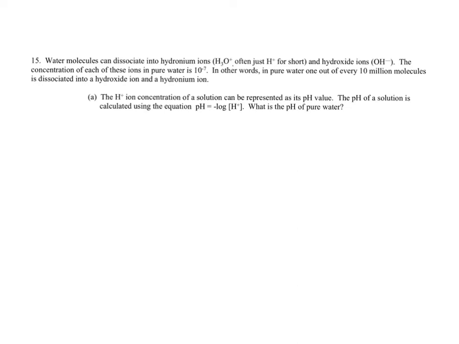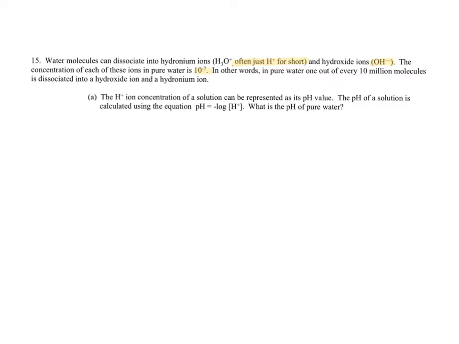So this says water molecules can dissociate into hydronium ions. And remember the parentheses, hydronium is often just H plus for short, which is what we talk about, and hydroxide ions, OH minus. The concentration of these ions in pure water is 10 to the negative 7th. In other words, in pure water, 1 out of every 10 million molecules is dissociated into a hydroxide and hydronium ion.